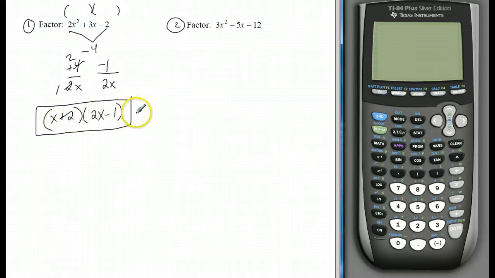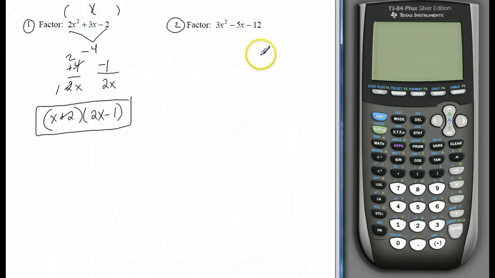And if you FOIL it out, distribute it out, x times 2x is 2x squared, 4x minus x is plus 3x, 2 times negative 1 is negative 2. And that's how it works. So let's try it again.